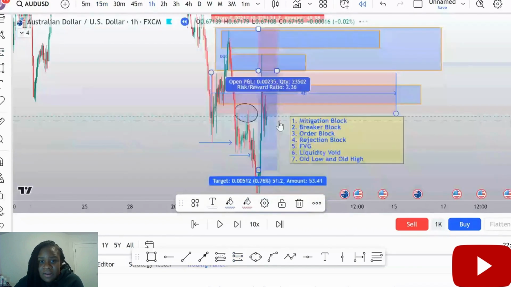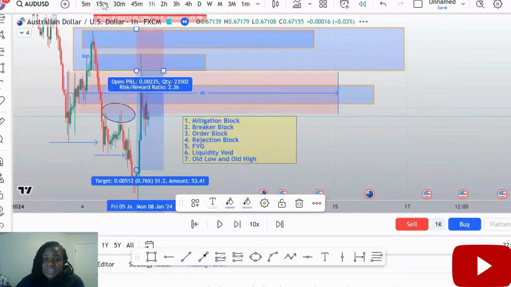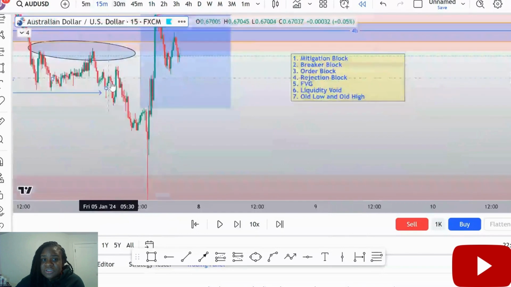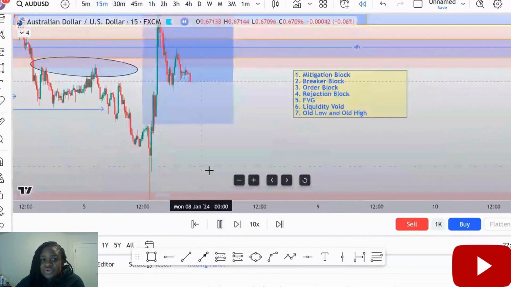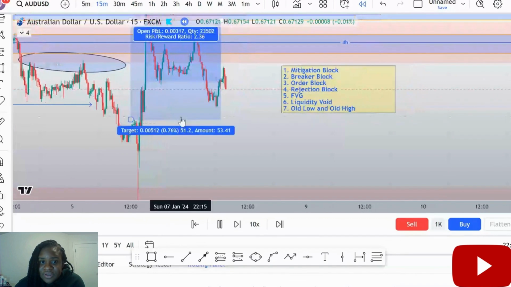But if you go to 1 hour, you realize that here is a breaker block. Can you see that here is a breaker block, right? Here is a breaker block based on 1 hour. But it's really nice to refine those zones down to 15 minutes to see what 15 minutes is showing you. And 15 minutes is showing you that you can take your profit around here. You can see that, right?